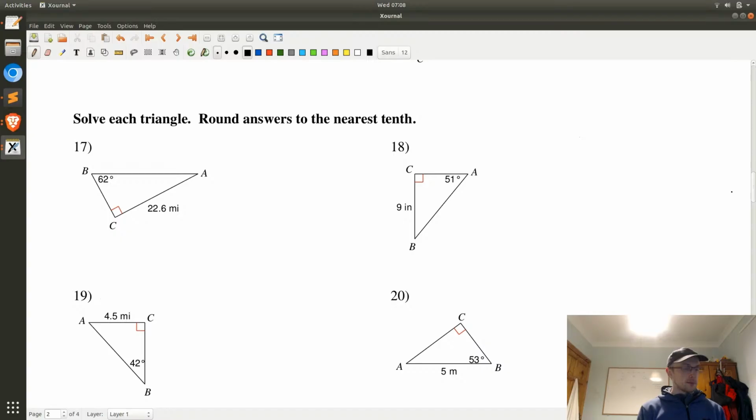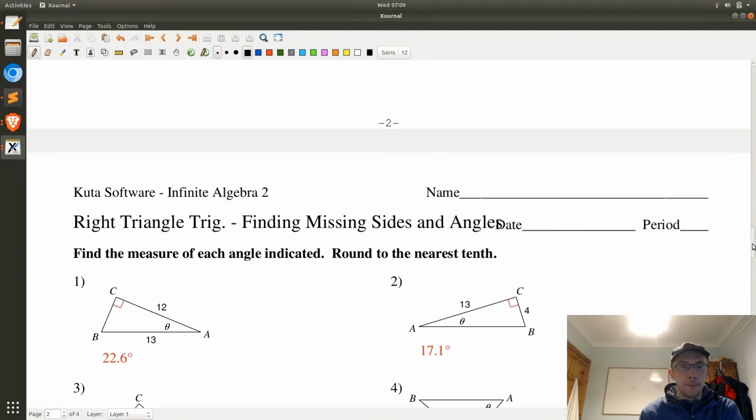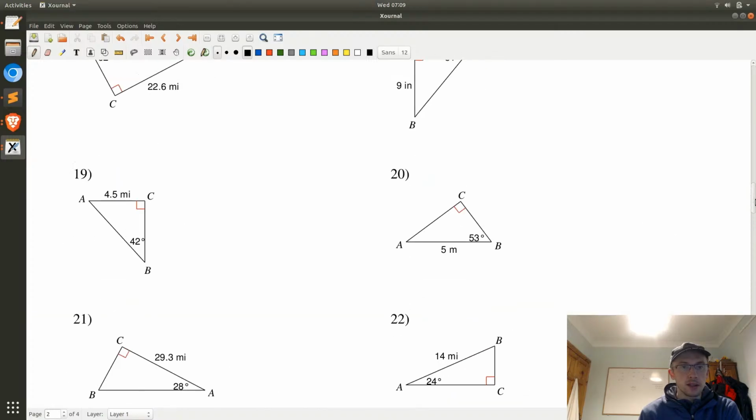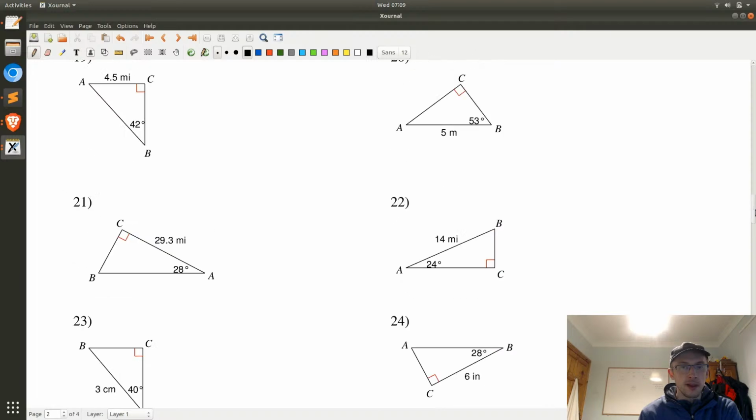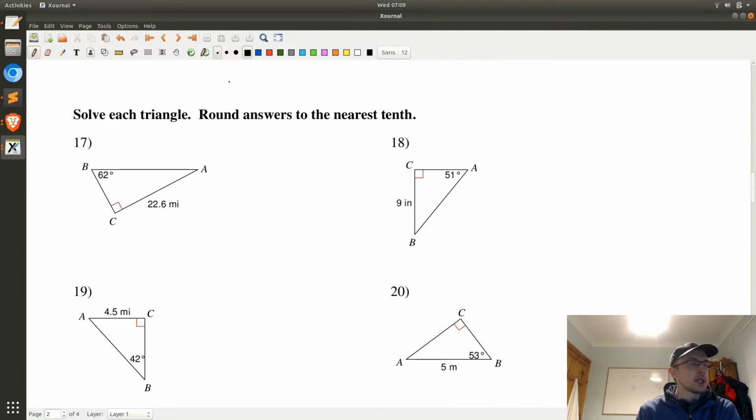Now, new problems. Solve each triangle. Round answers to the nearest tenth. But are these really new? Well, apparently not. Apparently, the only thing that's new about them is that they invoke units. No problem. Another chance to get even better.